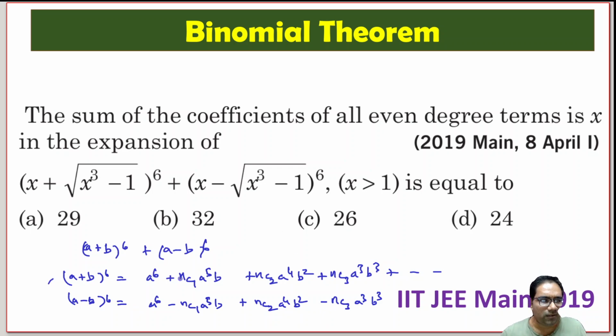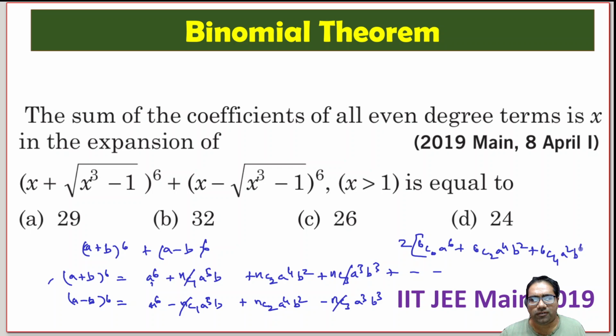Now when we add these two, obviously this and this will get cancelled, and this and this will get cancelled. So we'll be left with 2 times 6C0 a^6, plus 6C2, where n is 6, a^4 b^2 plus 6C4 a^2 b^4 plus 6C6 a^0 b^6. Only these terms will be left.